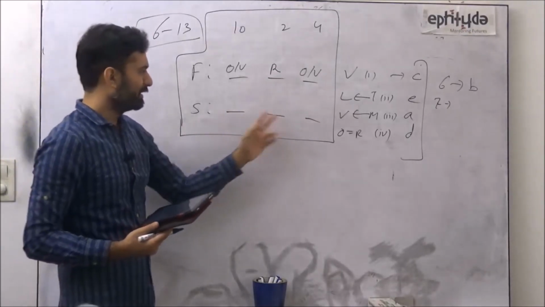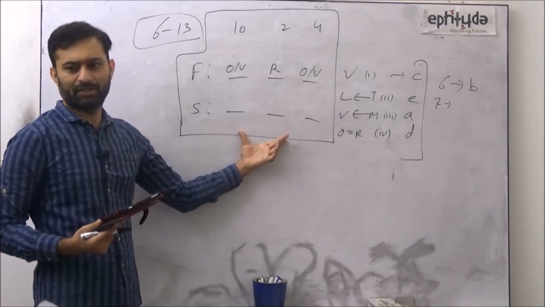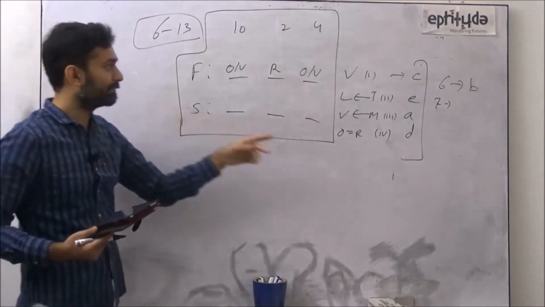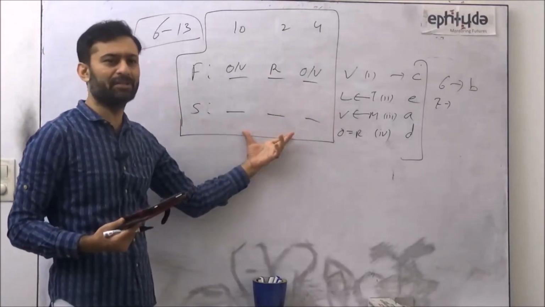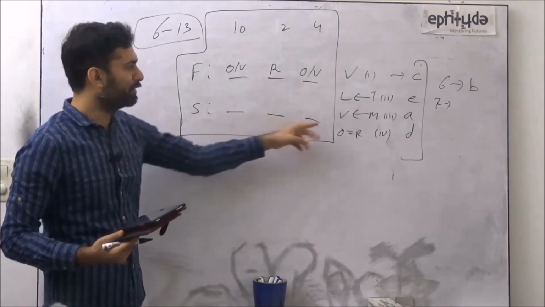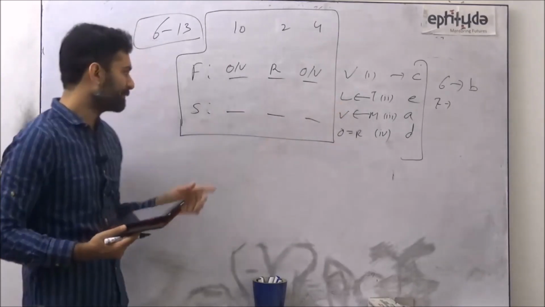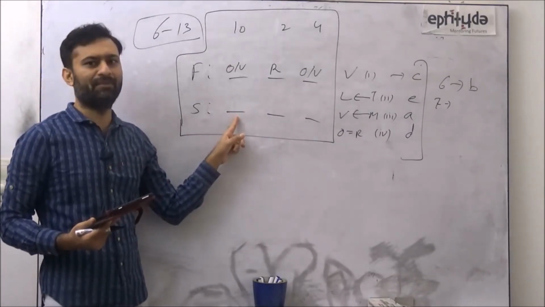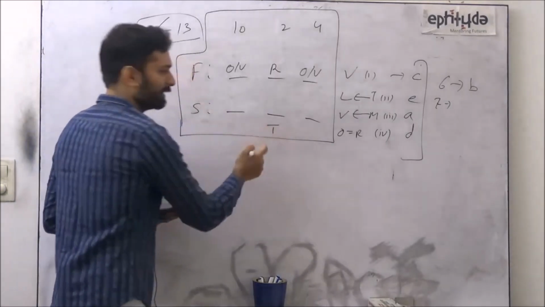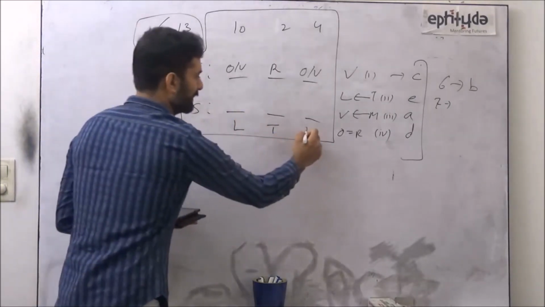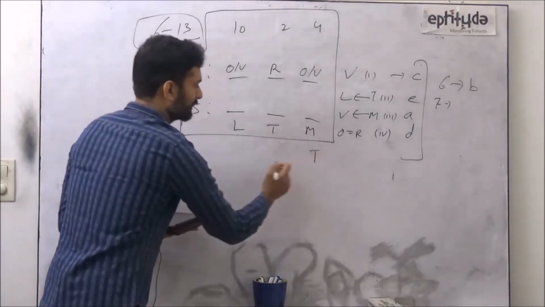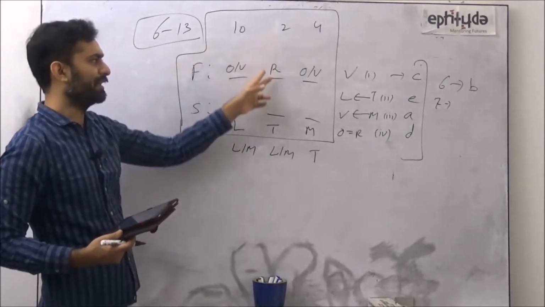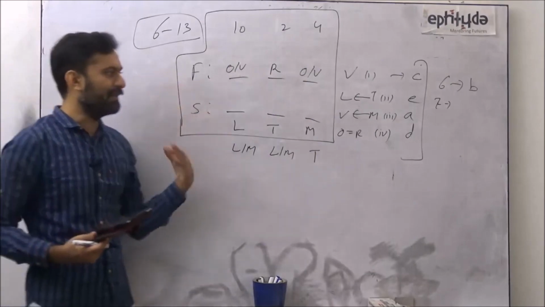Now I know L, T and M will come here. And the only condition for that is L should come before T. So my T cannot come here, but my T can come here, because if T comes here, L cannot come before T. So I put T here. If T comes here, L has to come here, and this would be M. So if roses are at 2, this is what I get. Now I have to answer from this.